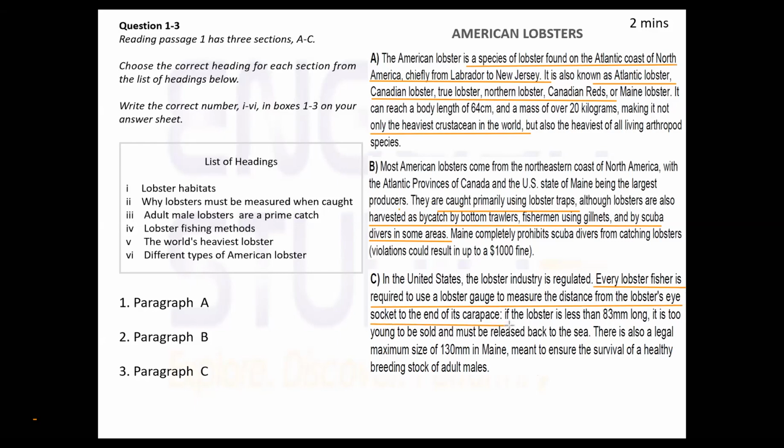Okay, good job. That's the correct answer. Here we have: every lobster fisher is required to use a lobster gauge to measure the distance from the lobster eye socket to the end of its carapace. If the lobster is less than 83 millimeters long, it is too young to be sold and must be released back to the sea. There is also a legal maximum size of 130 millimeters in Maine, meant to ensure the survival of a healthy breeding stock of adult males. So this explains why lobster must be measured when caught.